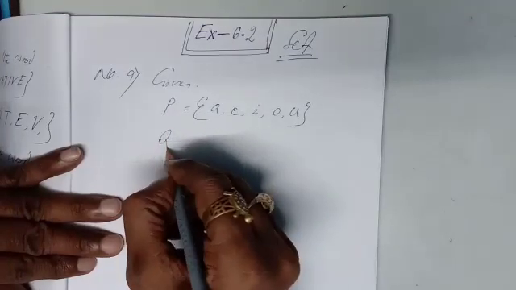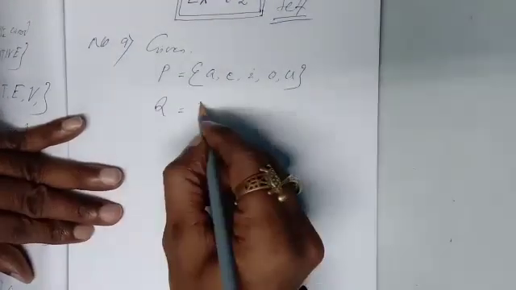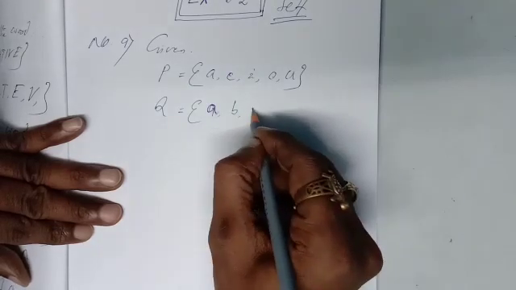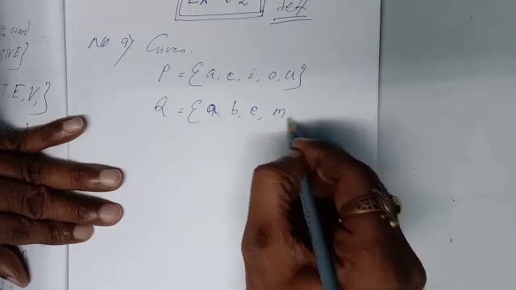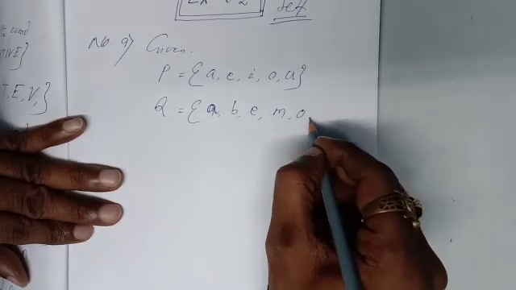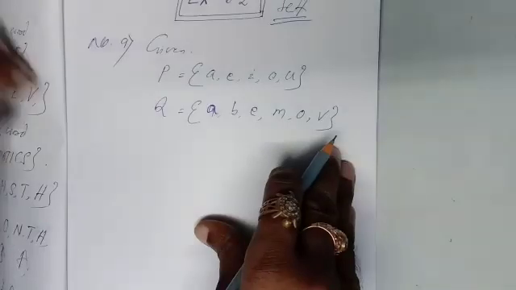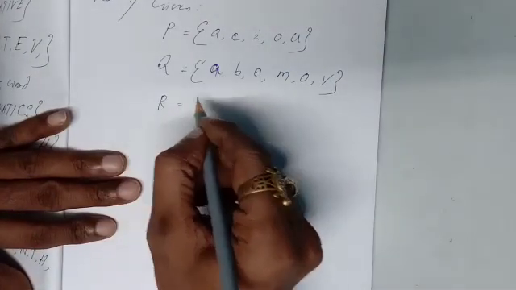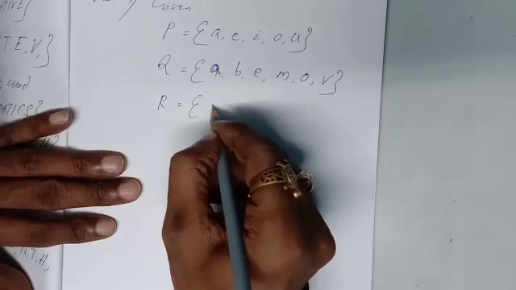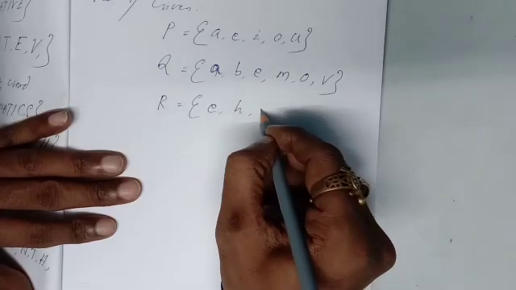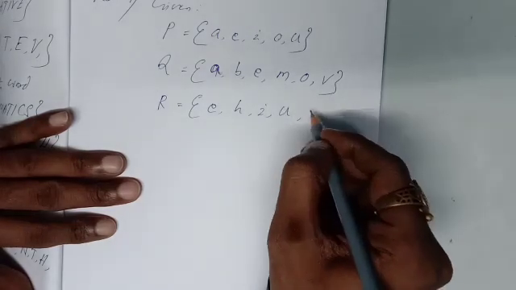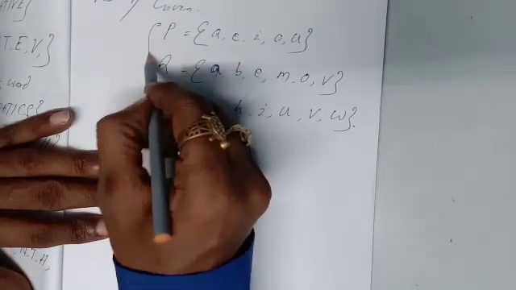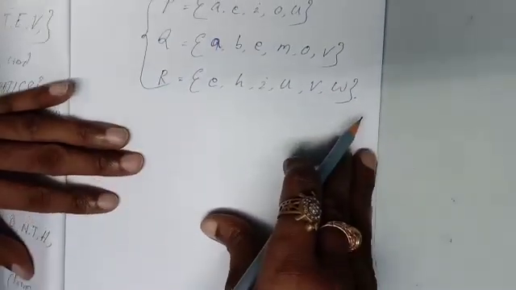Q is a set having elements A, B, E, M, O, V. These are the elements present in set Q. Again, R is a set having elements E, H, I, U, V, W. These are the elements present in the sets P, Q, and R respectively.